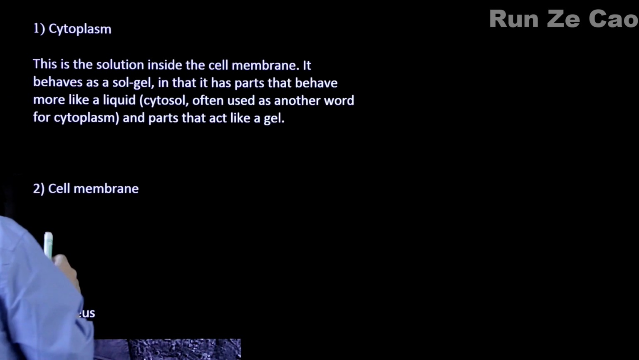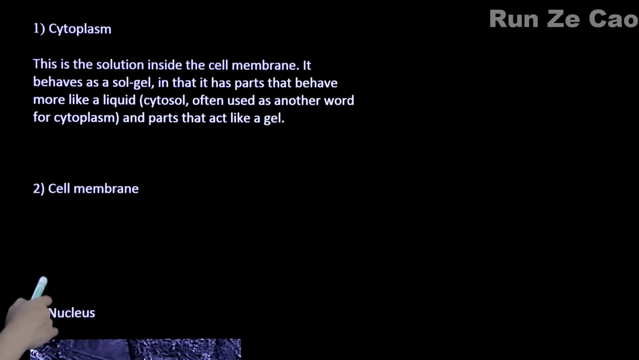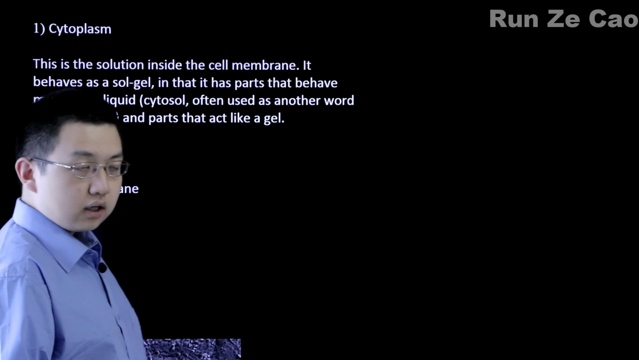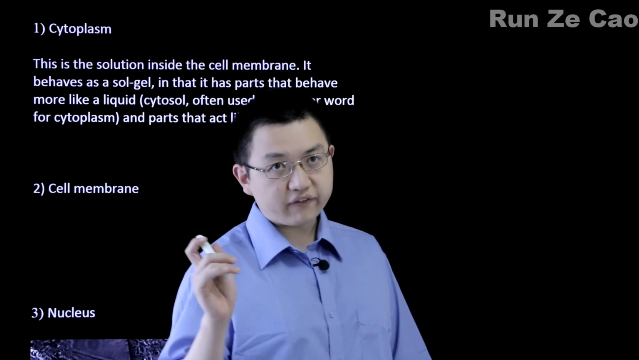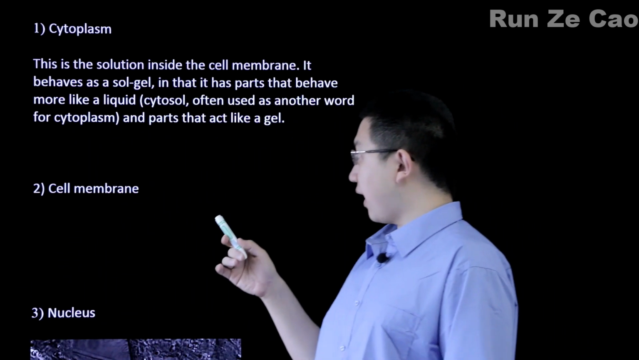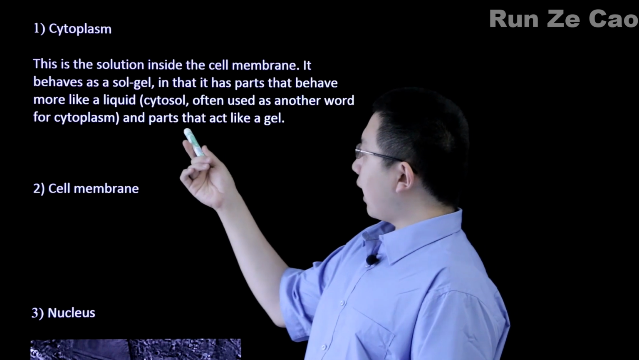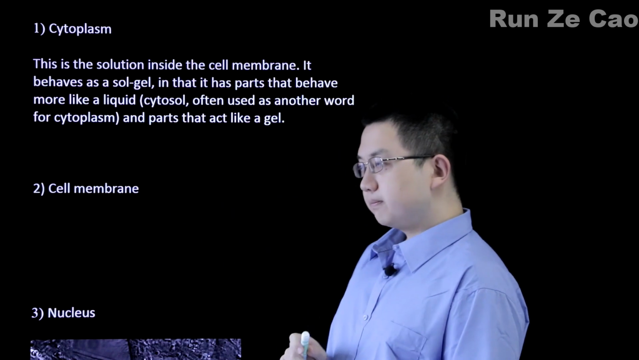Now, it behaves as a sol-gel in that it has parts that behave more like a liquid. That's why cytosol is often used as a substitute term for cytoplasm. And parts that act like a gel.